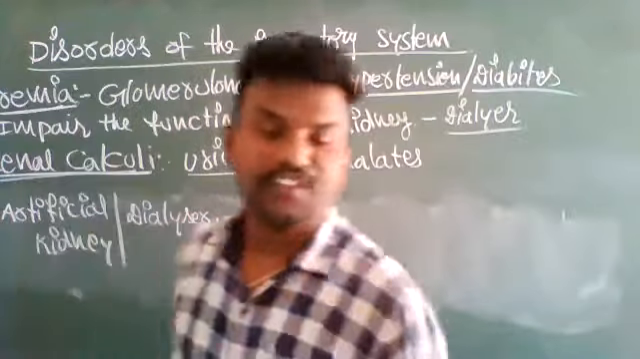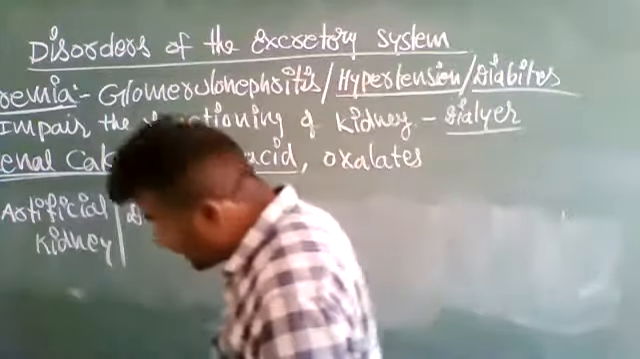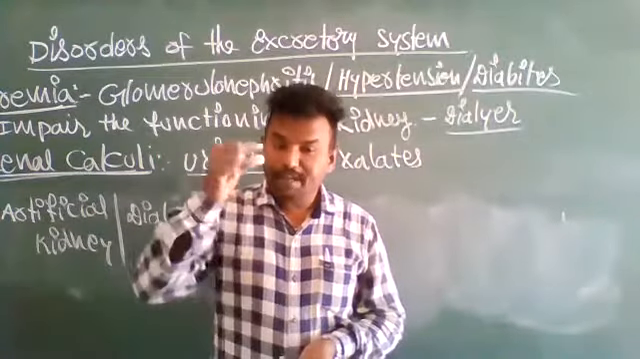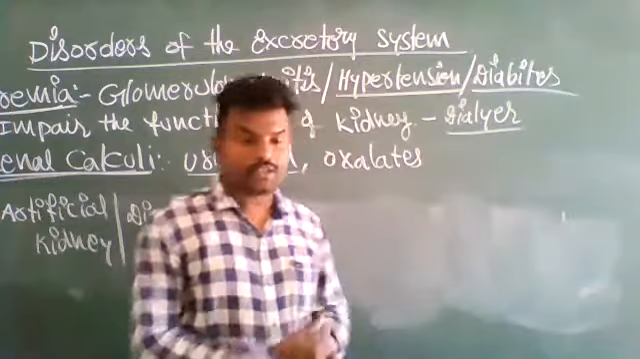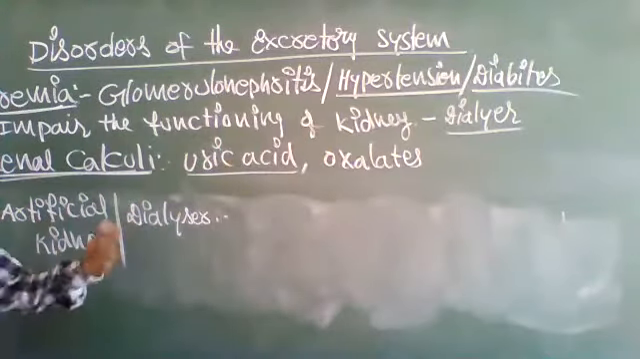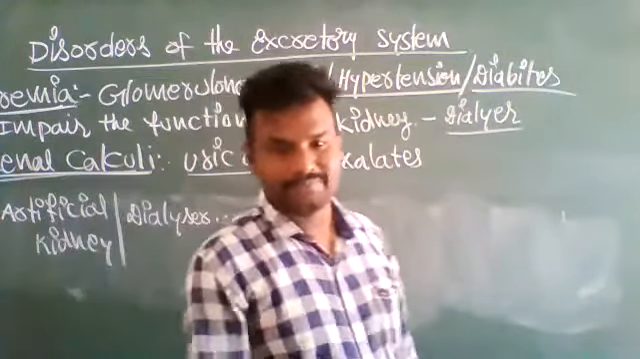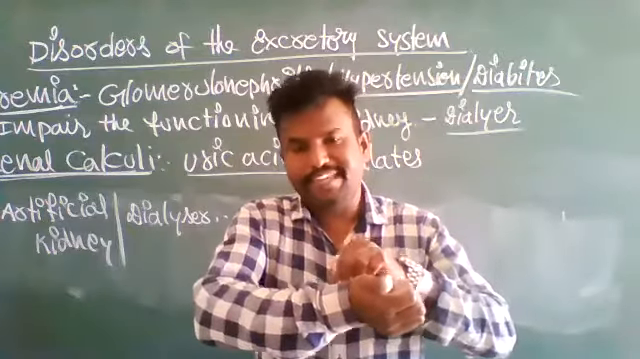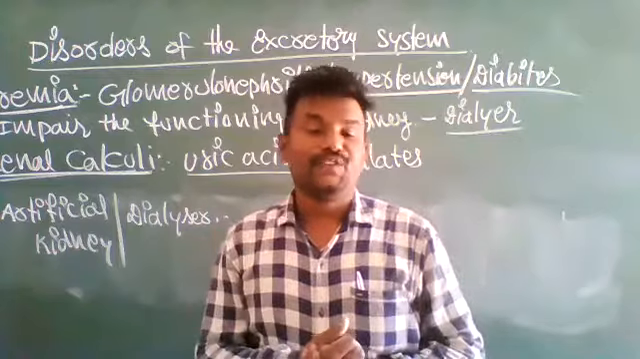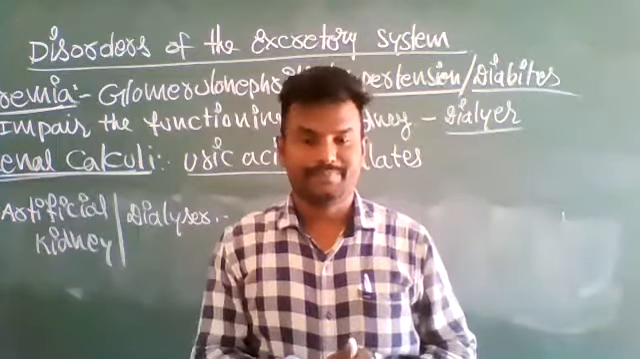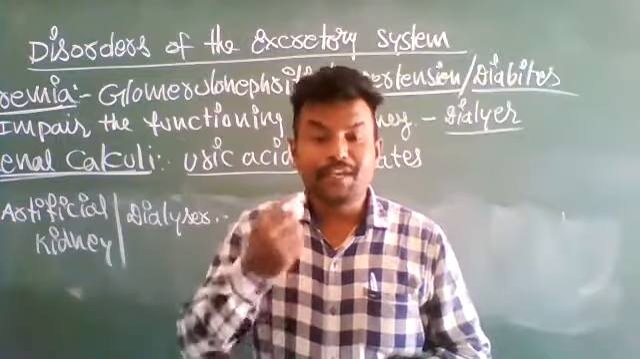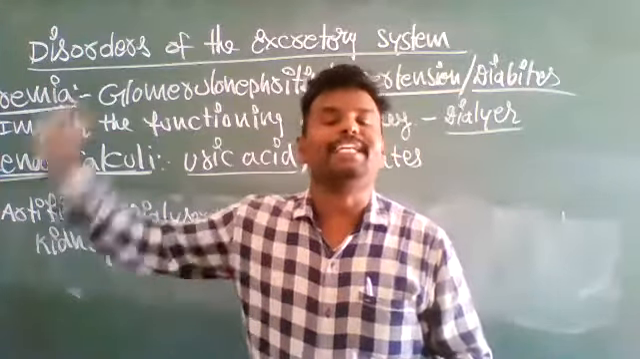Artificial kidneys are there. When the kidneys are unable to filter, in such cases, the patient's blood is filtered through an artificial kidney or dialyzer. From this part, the vein is connected to the artificial kidney or dialyzer. Through the dialyzer, the patient's blood is filtered and urea is eliminated.